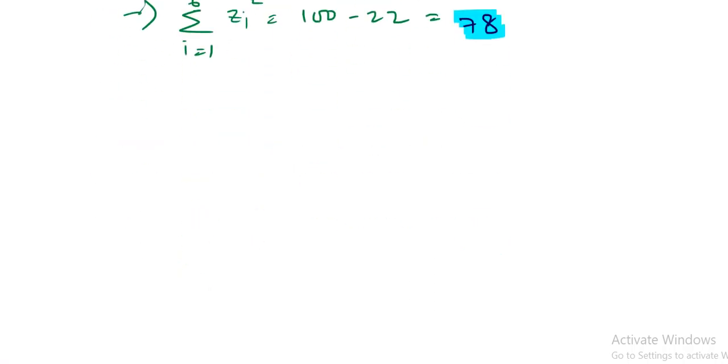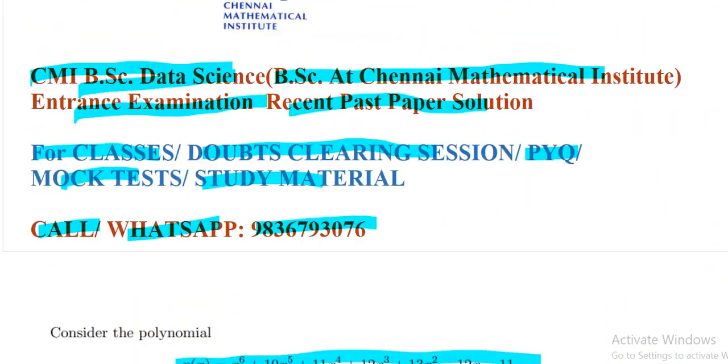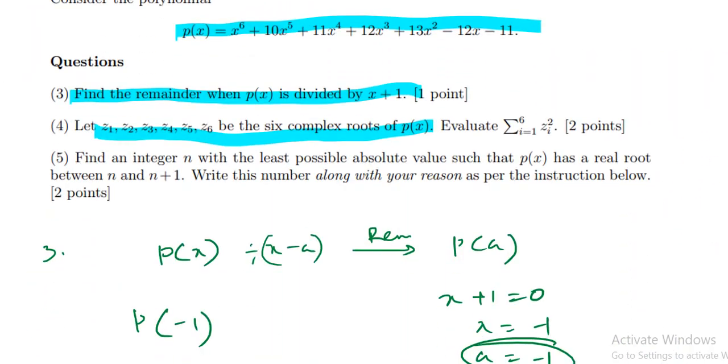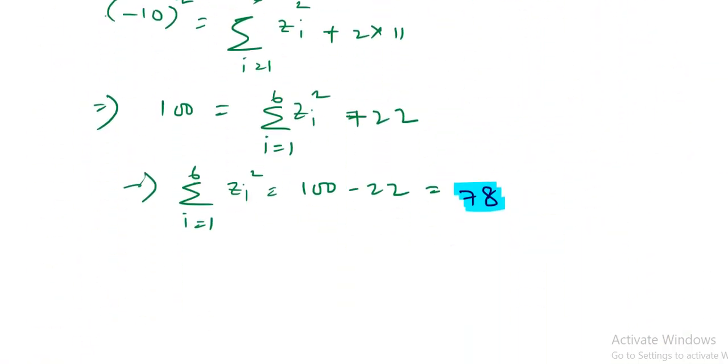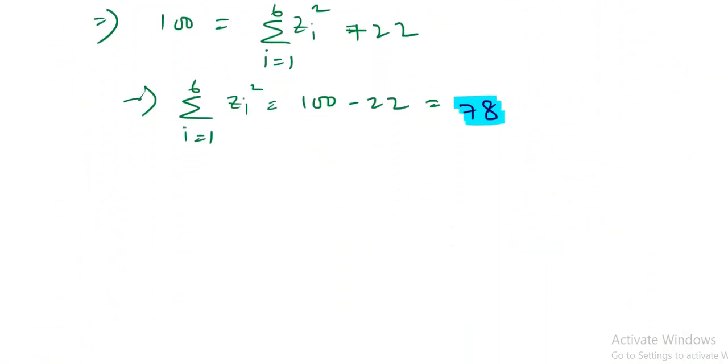Okay, in the last question, question number 5, what will be the say? Question number 5: find the integer n with the least possible absolute value such that p(x) has a real root between n and n plus 1. So write the number along with your reason as per the instruction below. So how can I solve it? We will solve it using the intermediate value theorem.